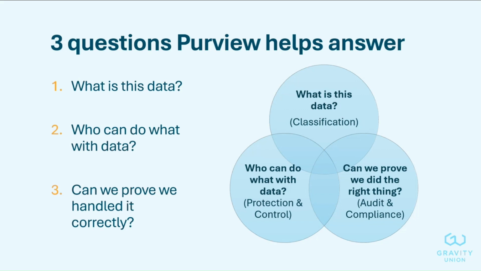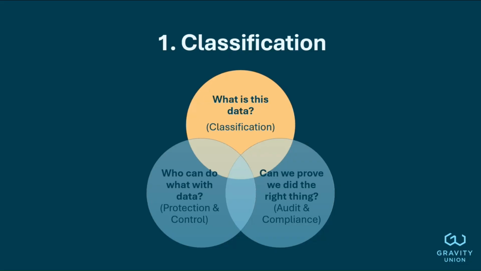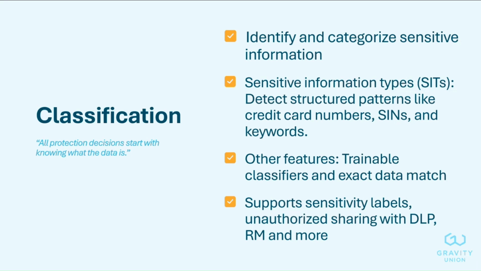And then the third space I think about in my head is, can we prove we handle it correctly, or we did the right thing? And this often relates to the compliance side of Purview, as well as some of the audit, and we'll get into e-discovery quickly as well. So those are the 3 areas I'll go through today, 3 sections. And I'll start off with classification, because this is where everything begins. All the decisions or things that you'll start to do with Purview, they really start with classification.